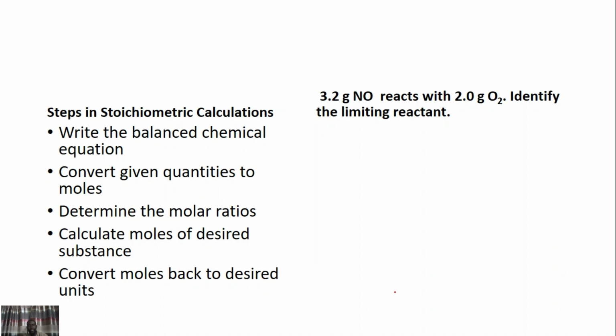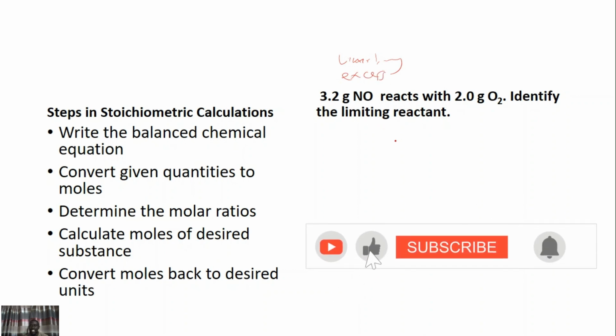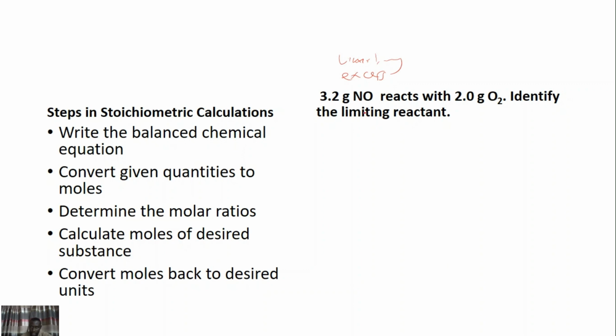Now let's look at this second example. They said 3.2 gram of nitrogen oxide reacts with 2 gram of oxygen. Identify the limiting reactant. Now, in a chemical reaction in stoichiometry, there are limiting reactants, okay? Limiting reactant and also the excess reactant. Limiting reactant is the reactant that does not match the quantity of the other one that is available. Now, as we go forward, you understand better what I mean.